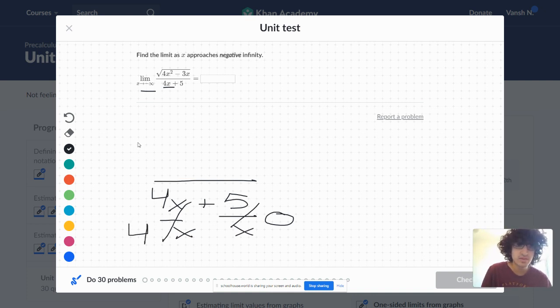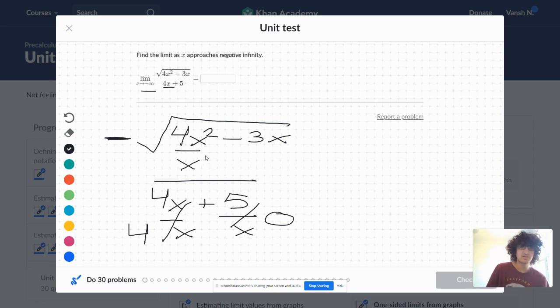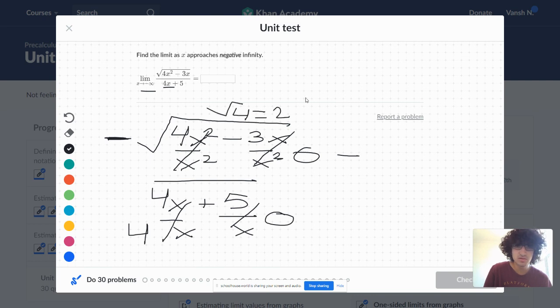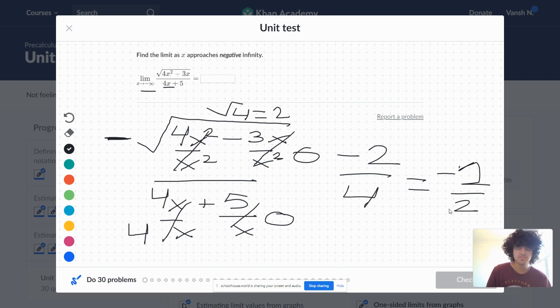And now we have the square root expression, 4x squared minus 3x. Since x is negative, it's going to be divided by negative square root of x squared, which is basically the same thing as x. So the outside is negative, and then this goes to 0, and then this goes to 4. Then we have minus square root of 4, which is 2. So we have negative 2 over 4, which equals negative 1 over 2. So minus 1/2.